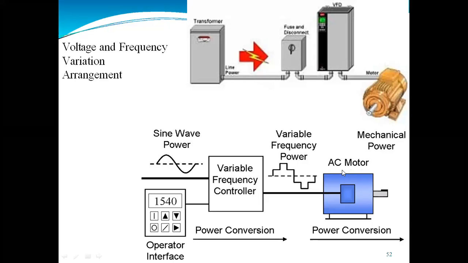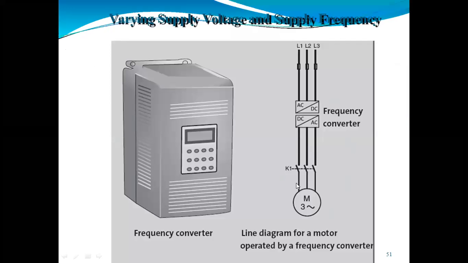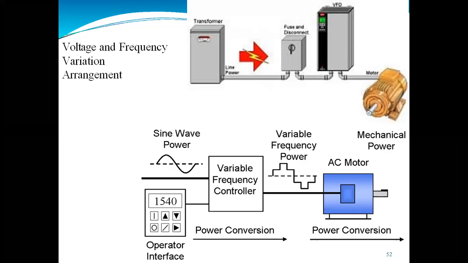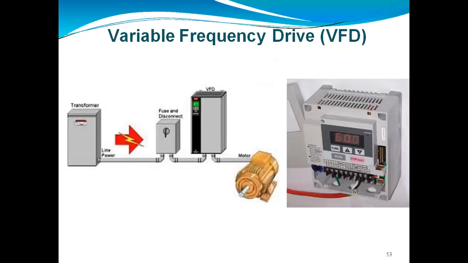You can write here AC motor, or you can write three-phase induction motor. And here you will get the speed that can be controlled by varying the frequency and varying the voltage. Or you can draw this line diagram for varying supply voltage and supply frequency in the three-phase induction motor. So here we can control the speed of the three-phase induction motor by controlling the frequency or the voltage.